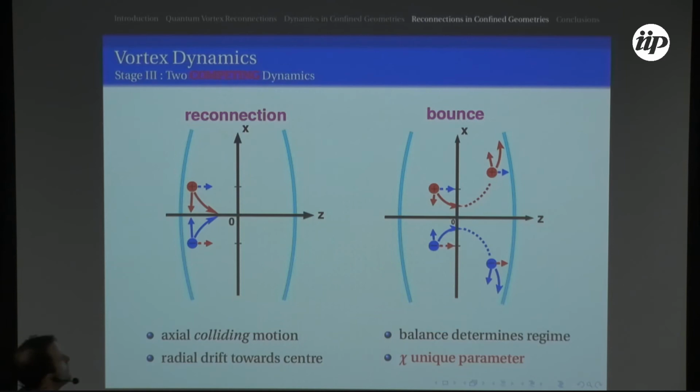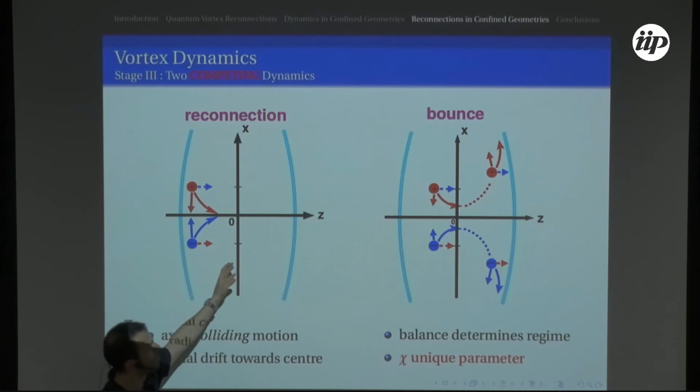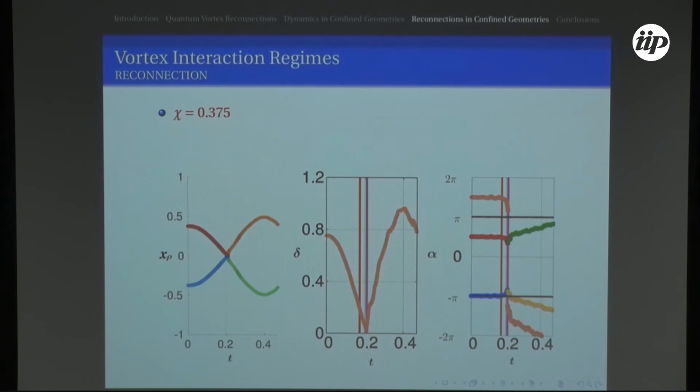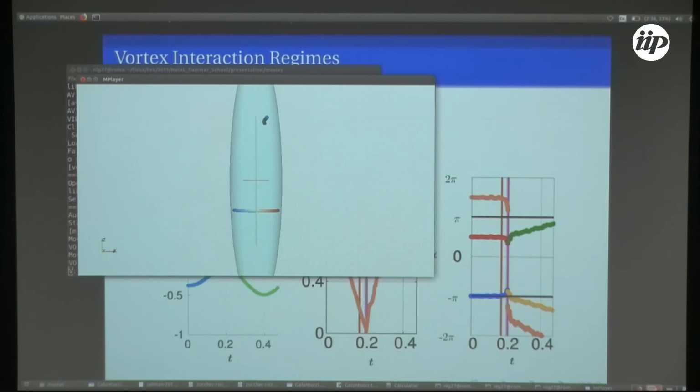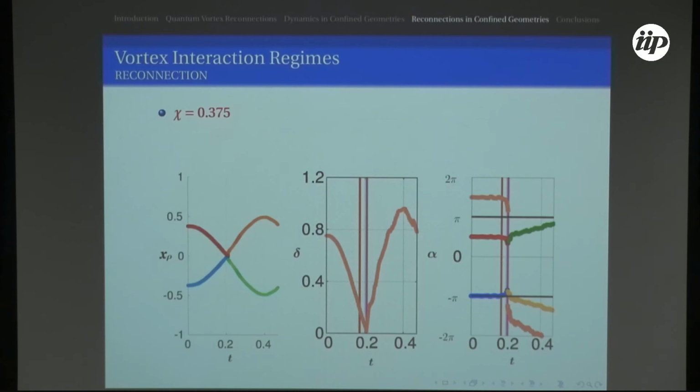So the only thing which matters is the distance from the edge of the condensate, and this distance is proportional to chi. So what we expect is that with smaller chi we have the bounce, and with larger chi we have reconnection. It's exactly what we see. With this chi of 0.375, we have a reconnection. Okay, I can show it. We have all seen this. This is classical reconnection. When chi is more than a certain threshold, we have the bounce that I told you before.